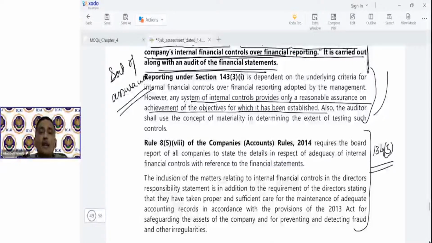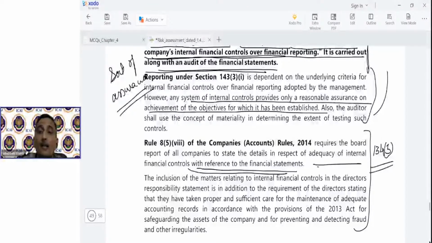So here we are talking about companies. The relevant provision is in Companies Act 2013. So obviously these are applicable to companies, and companies are required to get their accounts audited mandatorily. So there is no element of voluntariness here. Is it okay, Darshan? So Companies Act 2013 also states that the board of directors has also to state the details in respect of adequacy of internal financial control with reference to financial statements. Okay, so this is included in board's report.